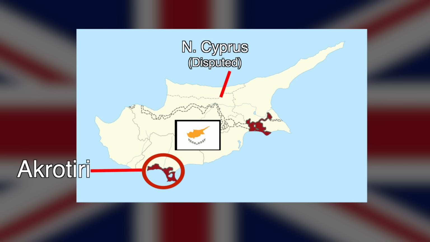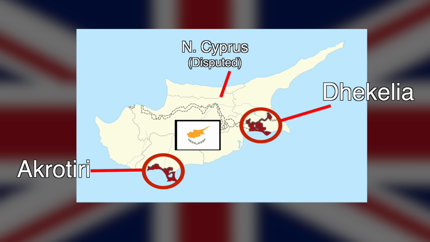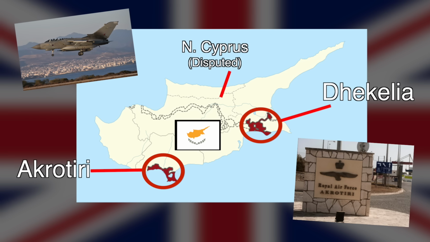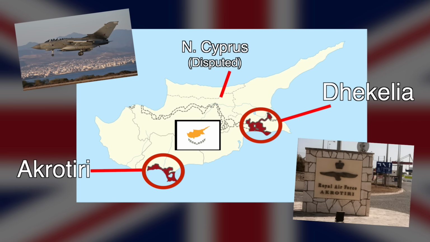The enclaves of Akrotiri and Dhekelia are basically leftover military bases with some extra land retained after Cyprus gained independence after being a British colony. They use euros here instead of pounds.